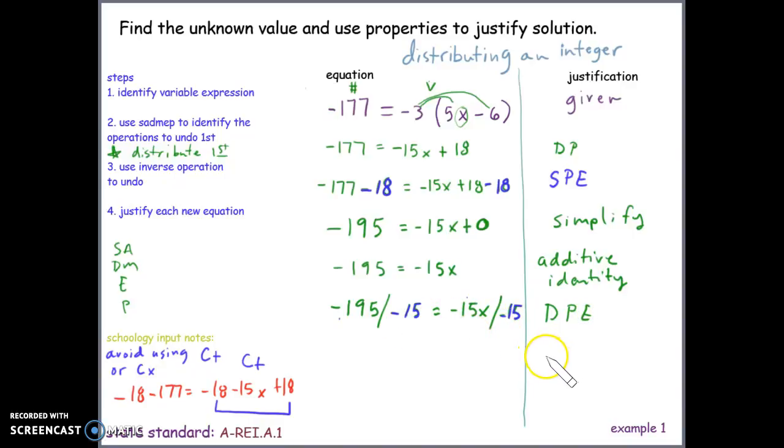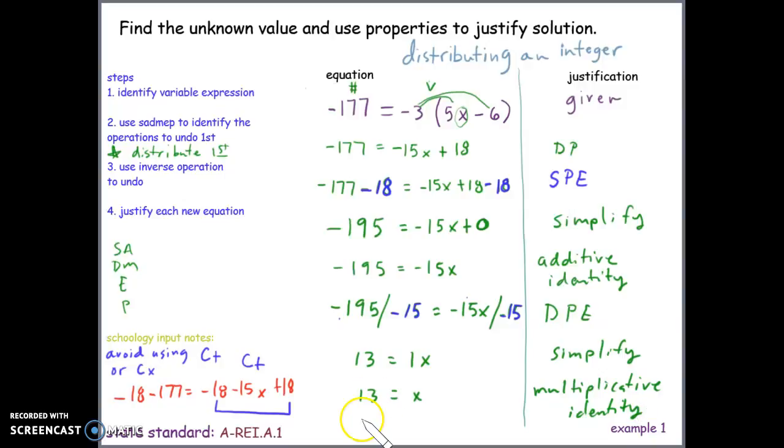Now we can go ahead and simplify. So we have negative divided by negative is a positive, and 195 divided by 15 is 13 equals negative 15 divided by negative 15 is 1 times x, and we simplify. And now we know that anything, or 1 times anything, leaves that value unchanged. So 13 equals 1x is the same thing as 13 equals x. Why? Because of the multiplicative or multiplicative identity. And this is our final answer.